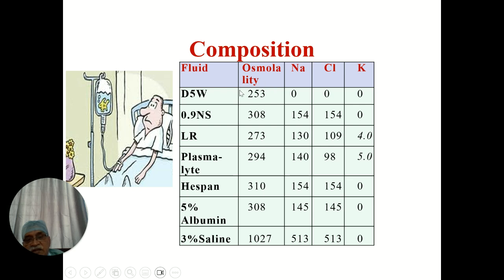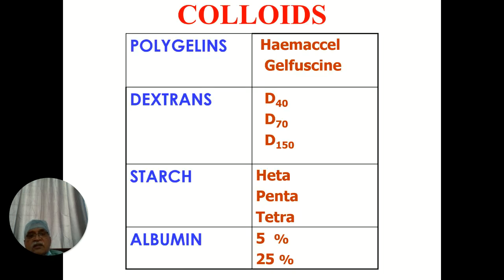These are the various fluids, their compositions, and their osmolarities. You can see very easily that 5% dextrose and Ringer's lactate are hypoosmolar; the remaining ones have osmolarity the same as plasma or a little higher. The colloids which we have are 5% albumin, also 3% Haemaccel, gelatin preparations like Haemaccel and Gelofusine, then dextrans, HES starch and PET starches, and albumin. So these are all the colloids which are made.